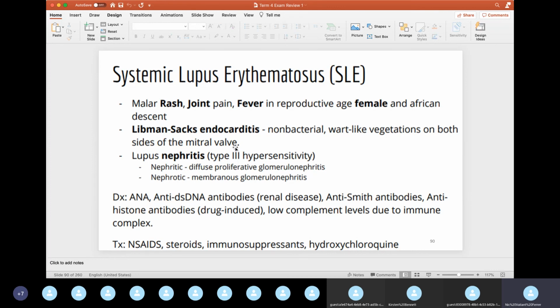So SLE, you have that malar rash or a butterfly rash. You have LSE for SLE, haha, Libman-Sacks endocarditis for your systemic lupus erythematosus. You can have nephritis, right? Anti-double-stranded DNA antibodies, anti-Smith antibodies, anti-histone antibodies for drug-induced. How do we treat SLE? Steroids, just give them steroids, NSAIDs, immunosuppressants, and hydroxychloroquine.